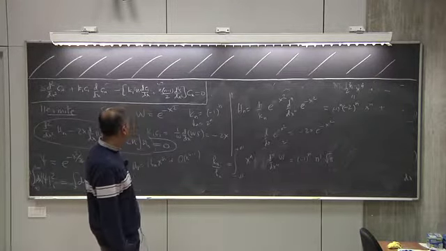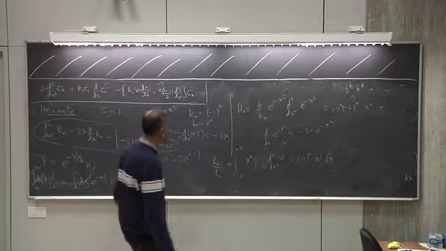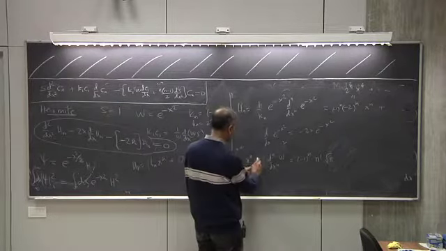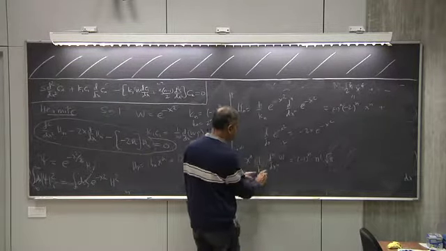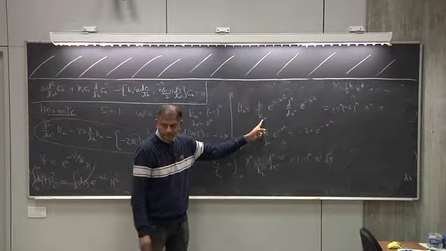No, it's correct. Kn is 2 to the n. No, I forgot one thing. There is also a 1 over capital Kn, right? I mean that was in the definition. So there is a 1 over capital Kn.